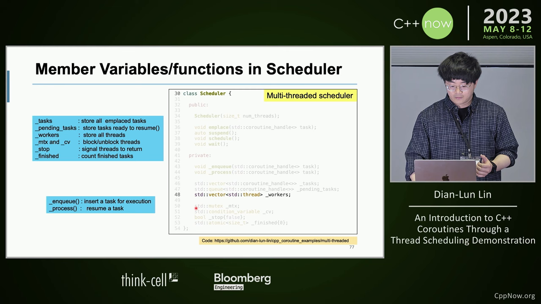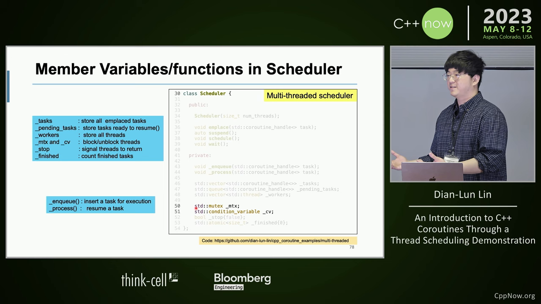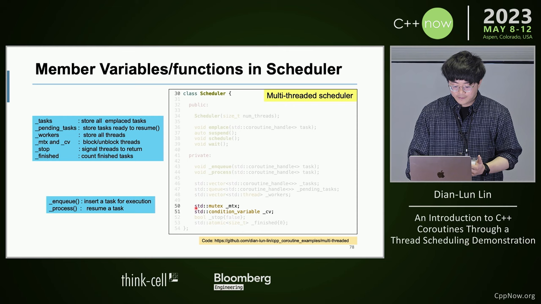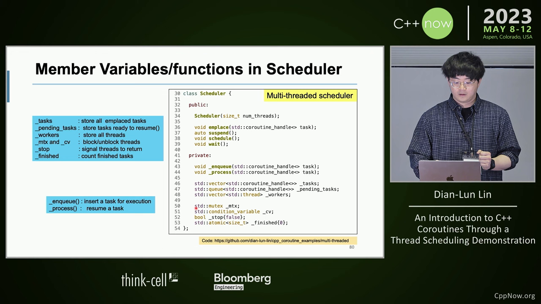And I use a mutex and condition variable to block and unblock the threads. In C++20, there is atomic wait. You can use that, but right now I use a condition variable. I have a stop signal to signal whether threads need to return. And I also have an atomic finished counter to count finished tasks.